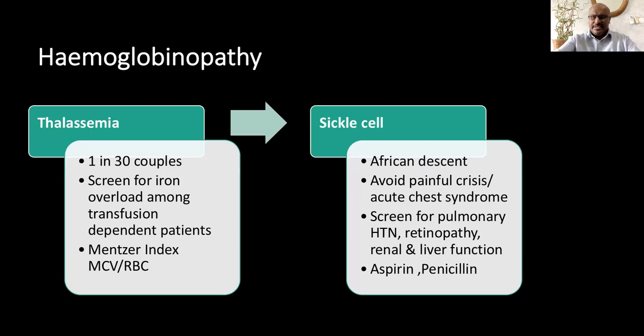A simple bedside tool that you can use to risk stratify your patients is to use a Mentzer index. Now, the Mentzer index is the index of MCV against RBC. In thalassemic patients, your MCV will be low, your RBCs will be high, and so a ratio of below 30 is suggestive of thalassemia. You can do a confirmatory test, which is clinically indicated. And please ensure you have ruled out thalassemia, especially among anemic pregnant mothers in Malaysia or among Asians.